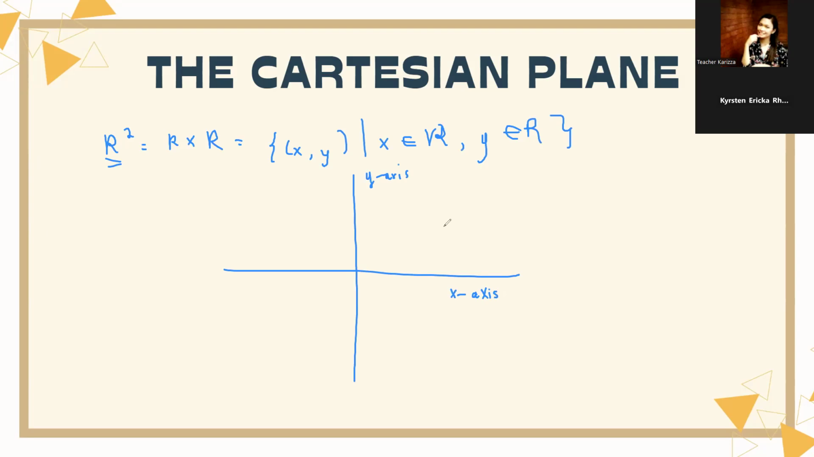The Cartesian plane has four quadrants. We have quadrant 1, quadrant 2, quadrant 3, and quadrant 4. Quadrant 1, where both x and y are positive numbers. For quadrant 2, you have negative x but positive y since it is above the x-axis. For the third quadrant, you have negative and negative. And for the fourth quadrant, you have positive x and negative y.